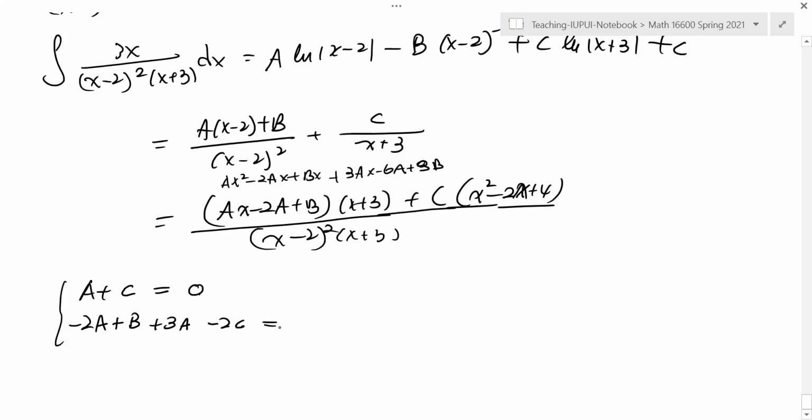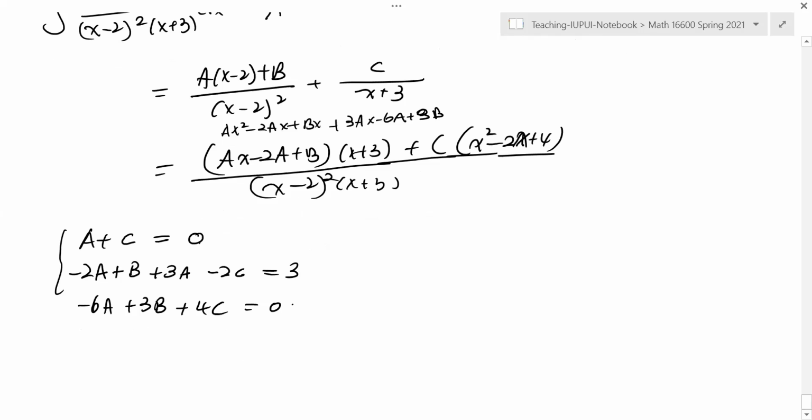That should be equal to 3. And the constant term here is −6a + 3b, and I have 4c equals 0. So those are the three equations. Not too bad. This equation should be simplified a little bit: a + b − 2c equals 3.